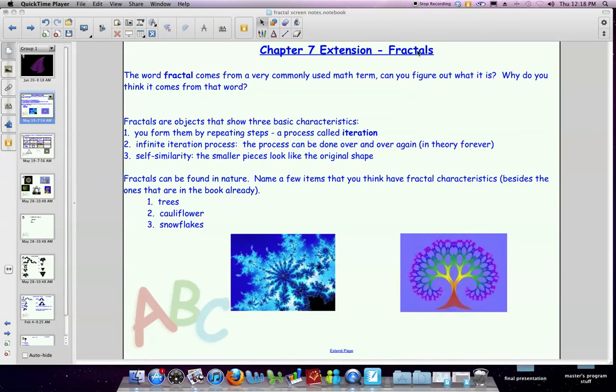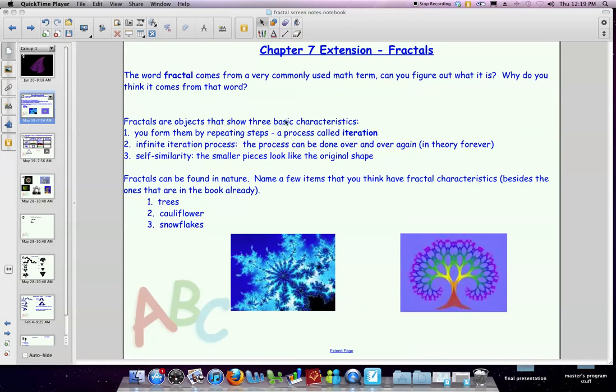This lesson is on fractals. It's a chapter 7 extension piece. It's not part of the core part of the chapter, but it is an additional part. The word fractal comes from a commonly used math term. The word would be fraction, and that's because you use a fraction to create fractals.